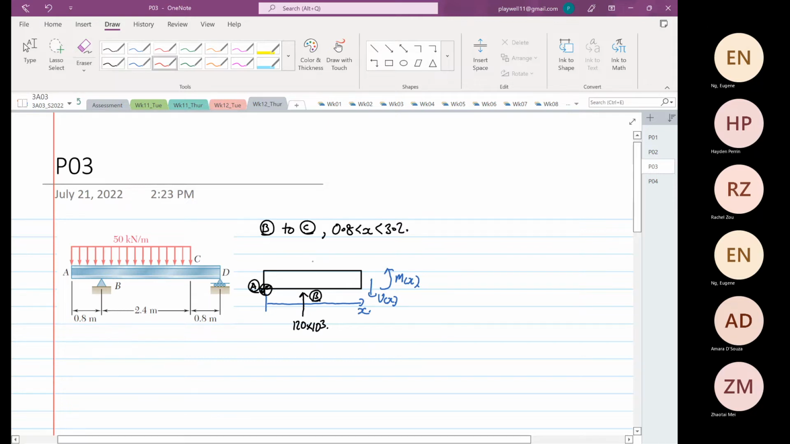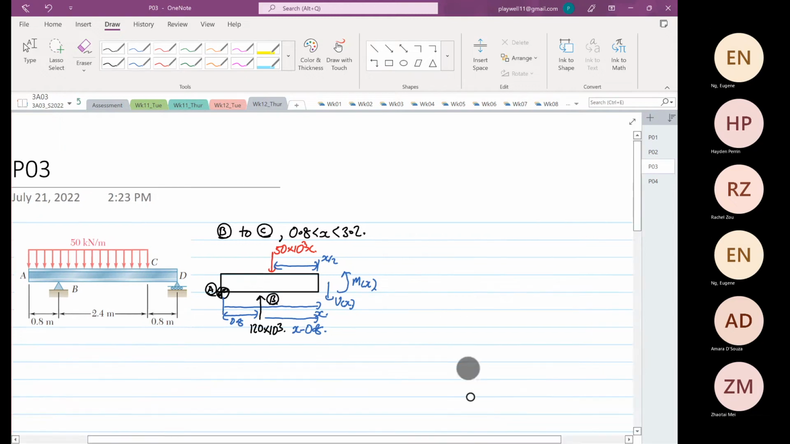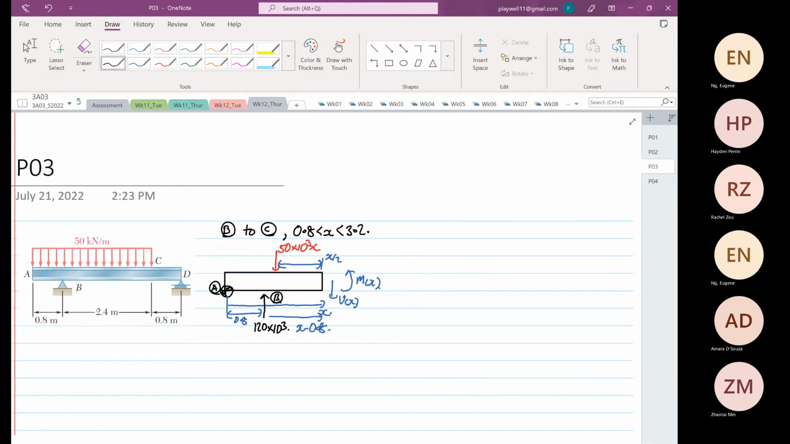So the equivalent load over here is 50 times 10 to the power 3 x. Okay. Then the associated distance from here to here is x over 2. Right? And the distance from here to here is 0.8. And then up to here is x minus 0.8. Those are the distances. So you have to ensure that you get the distances right. So again, we apply static analysis.